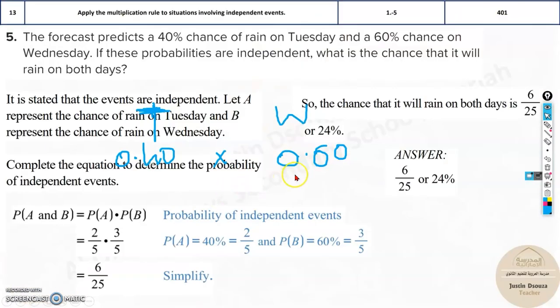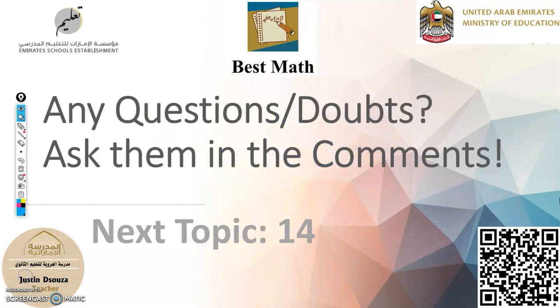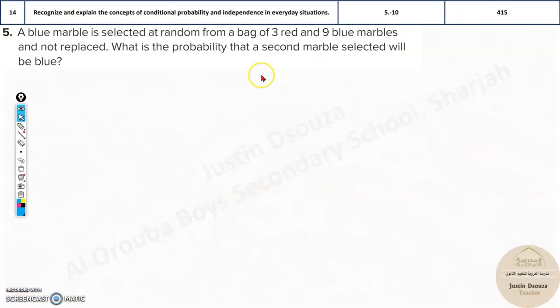So that is the end of topic 13. Now topic 14 is also on probability, but that is about conditional probability, which we'll see in the next video. Now we move on to the 14th topic. This is an interesting topic. It's called conditional probability. Let's look into this problem. Let's look into the question itself directly.